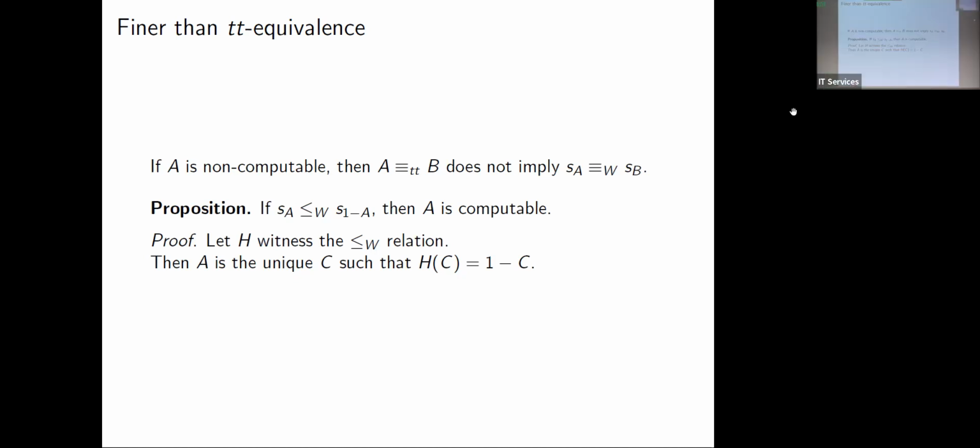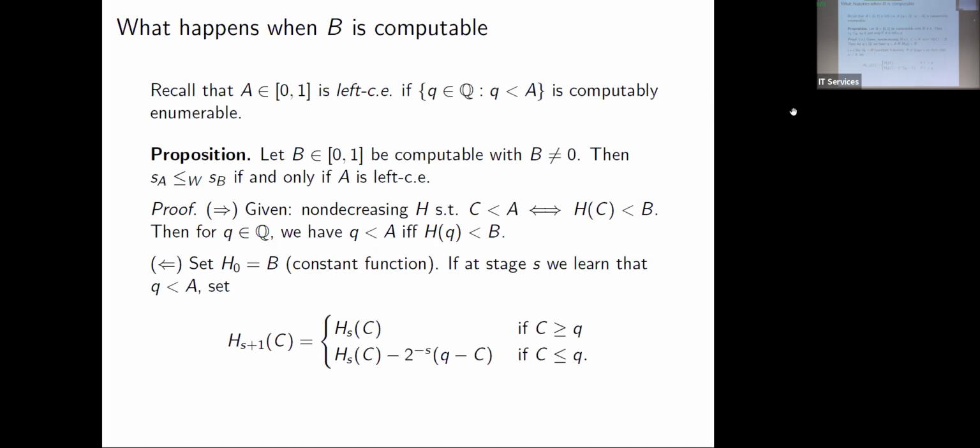So excellent. Okay, so we know that whatever this relation is, it is finer than tt equivalence. So within a tt degree, as long as we're non-computable, we will have some incomparable stuff. All right, so let's talk a little bit about this sort of funny situation, what happens when B is computable. So recall that a number is Left-c.e. if you can computably enumerate the set of all rationals that are less than it.